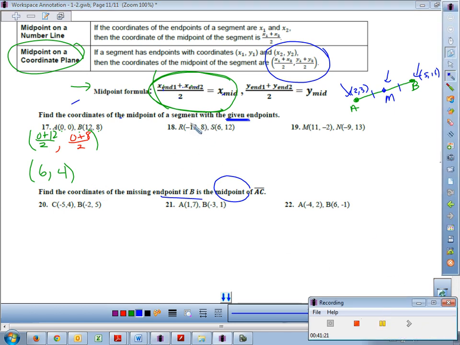Let's do that again. Don't they give me both endpoints right here? Let's find the midpoint. So I'm going to set it up as an ordered pair. X's first. Add the x values together and divide by 2. Then for y's, add the y values together and divide by 2. I'm setting it up as an ordered pair. It just hasn't been simplified yet. Cool? All you've got to do is clean that up. Simplify it.